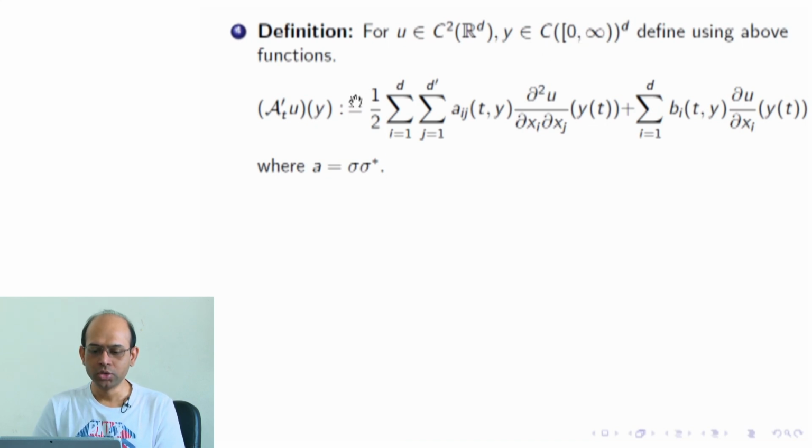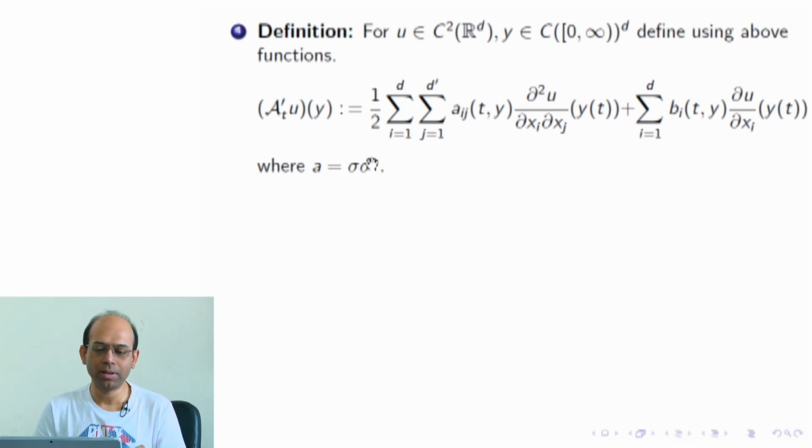So this operator, when operated on this real valued function but evaluated on the whole path y, is defined as half times the double summation, sum over i and sum over j, of a_ij(t, y). Here y is the path, and a is actually coming from sigma sigma transpose.